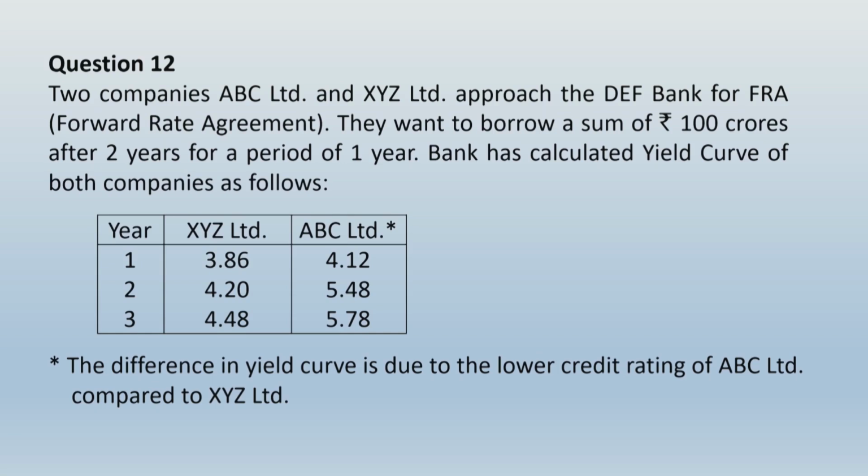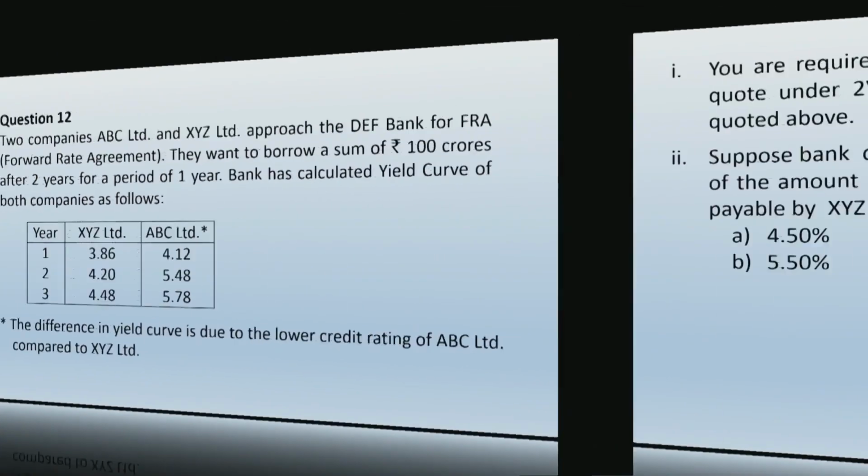So they have given yield curve for year 1, year 2 and year 3 for both the companies, and you find that in the case of ABC Limited, the rates are substantially higher, and they have even given you the reasons why the rates are higher. The difference in yield curve is due to the lower credit rating of ABC Limited compared to XYZ Limited. Further, what is required?